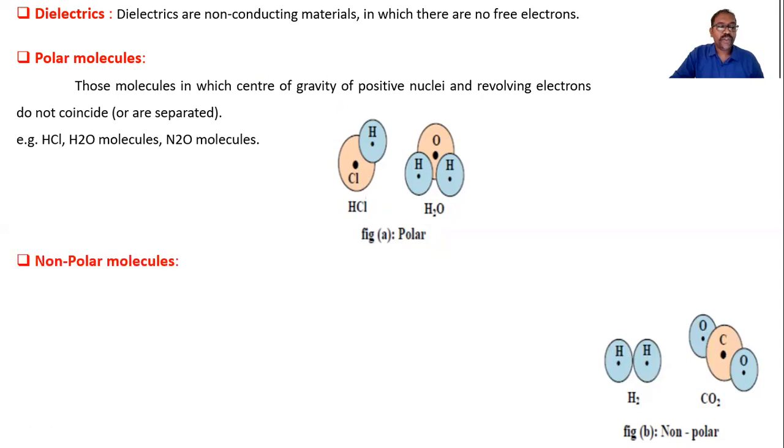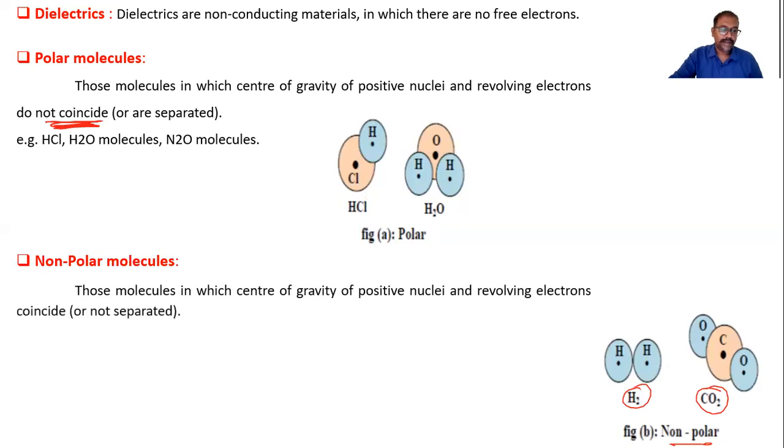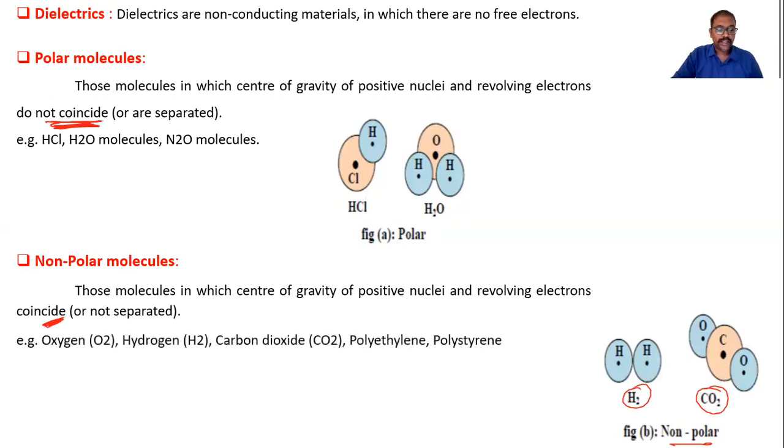Now after that, non-polar molecules. Non-polar means the opposite of that. Here, in polar it is not coinciding, the center of gravity of positive and negative charges, but here in non-polar it is coinciding. So when the center of gravity of positive and negative charges coincide, then it is called a non-polar molecule. Examples: O2, H2, CO2, etc.